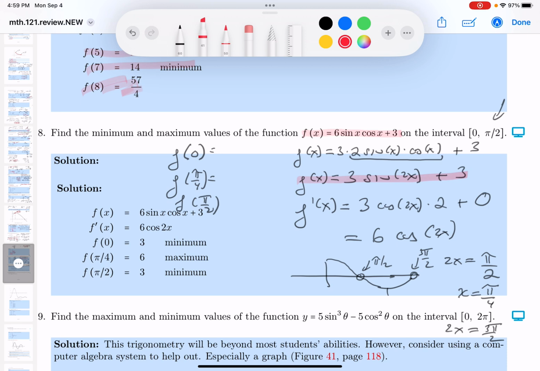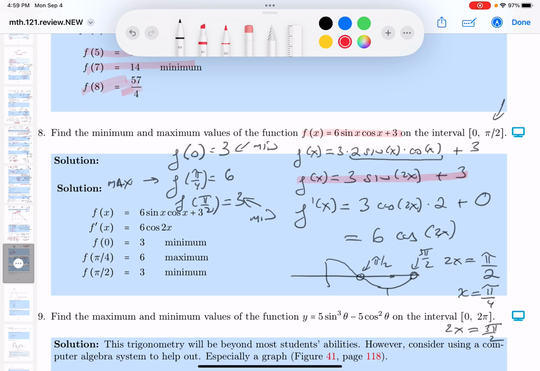The sine of 0 is 0, and then you just get 3. Let me do pi over 4. Now, 2 times pi over 4 is pi over 2. The sine of pi over 2 is 1, so I'd get 3 plus 3, which is 6. Let me talk about pi over 2. Sine of 2 times pi over 2 is pi, and the sine of pi is 0, so I get 3. So this over here is a max, and these over here are actually just the minimums, and there are 2 of them. They're both the same, by the way.